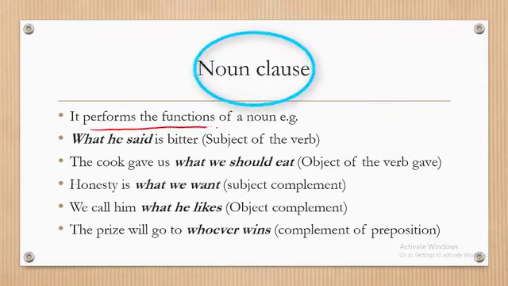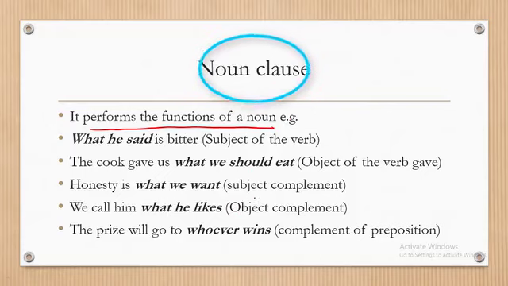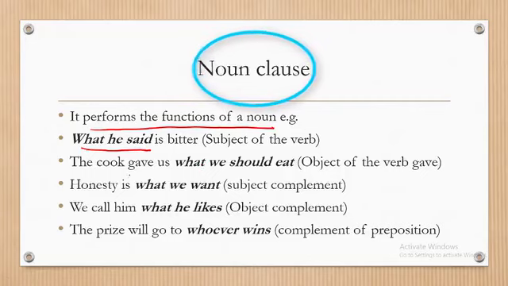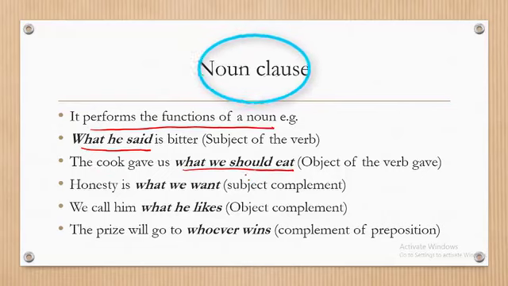And what are the functions of a noun? It could serve as the subject of the verb. What he said is bitter. So the expression what he said is a noun clause, occupying the position of the subject in the sentence. The cook gave us what we should eat. What we should eat here is a noun clause, occupying the position of the object.